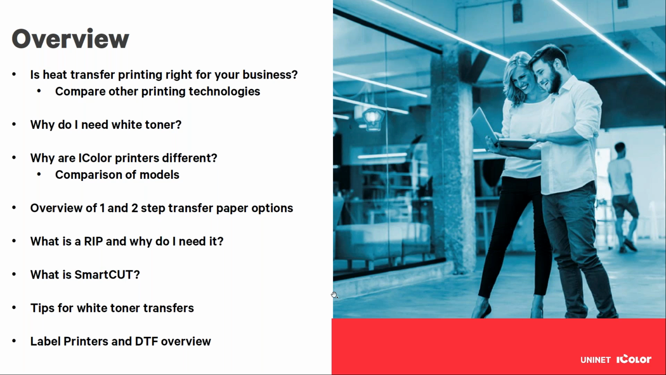So just a quick overview of what we're going to go through. Is heat transfer printing right for your business? We're going to compare technologies, and there's going to be a nice first screen there that I'll go through. Why do we need white toner? A comparison of all the iColor printers and the differences between them. Overview and comparison of the transfer papers. What is a RIP and why do I need it? What is Smart Cut? Some tips and tricks for white toner transfers, and then we'll get into our label printer and DTF overview as well.